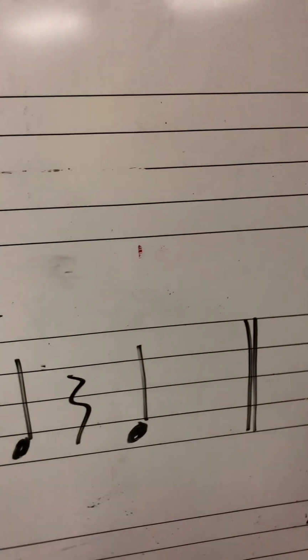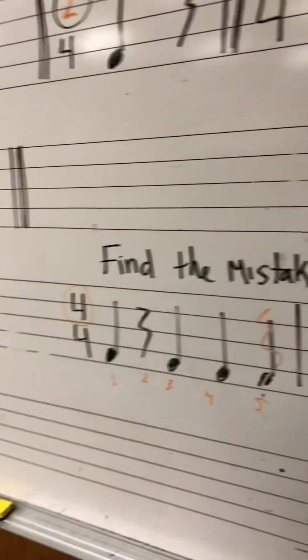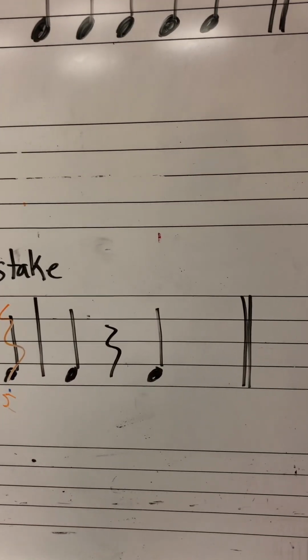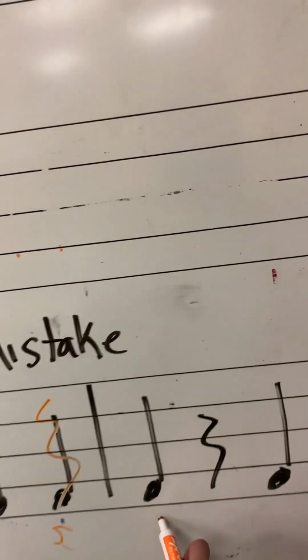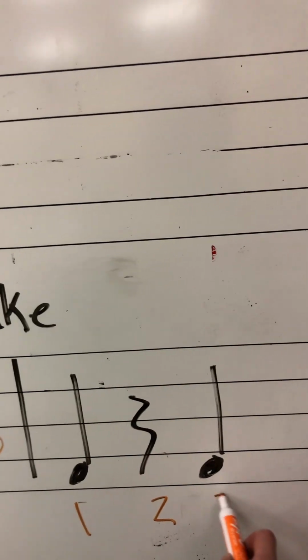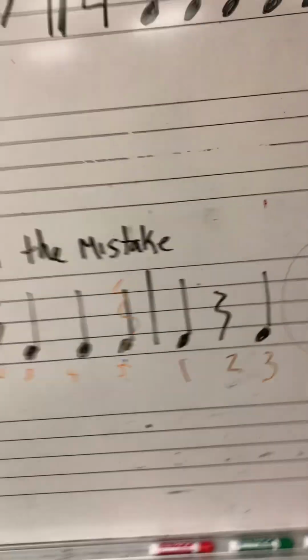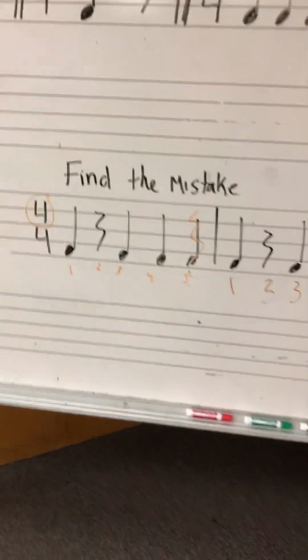Okay, this one, what's wrong with it? Remember, it's 4, 4. How many beats do we have there? We only have 3, right? So 1, 2, 3. So we need a 4th one. There's a 4th note missing right there. I just want you to be able to do that because that helps you for the worksheet.